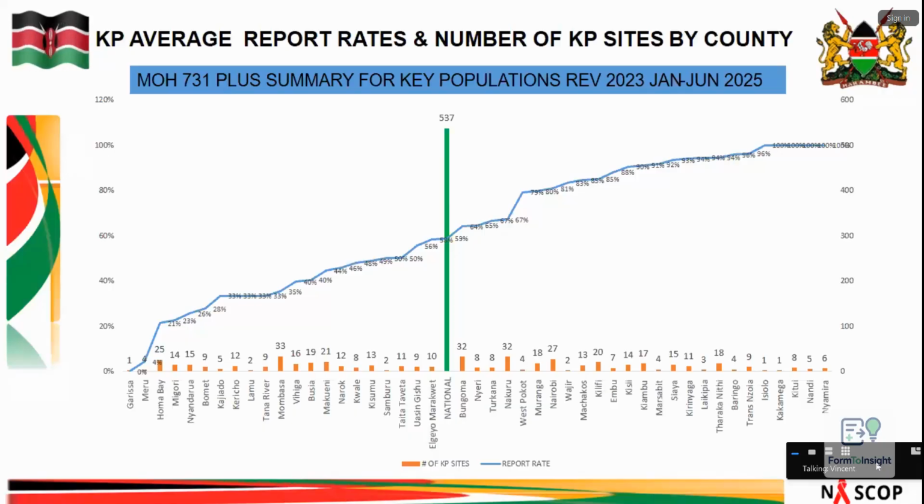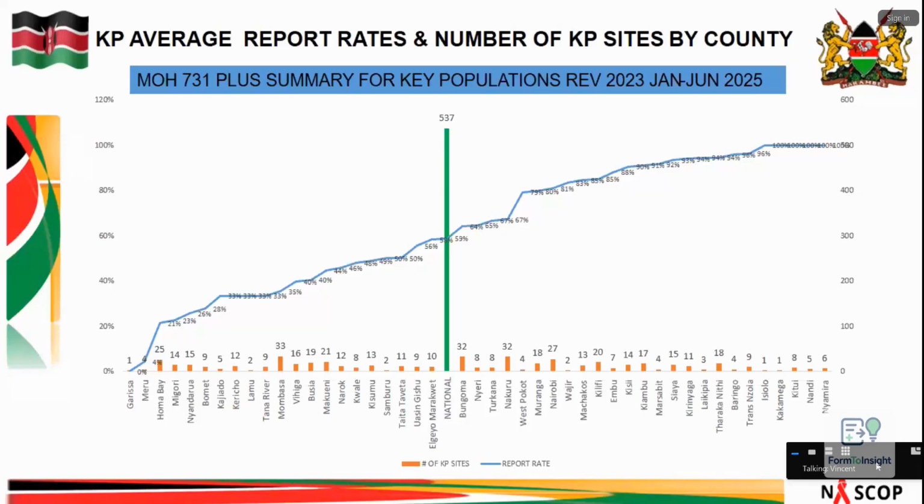And if you go by county, you find that there are only around 5 counties doing 100%, and that is Isiolo, Kakamega, Kitui, Nandi, and Nyamira. And you can see for Kakamega, it could be an issue because previously this was a USAID supported county, and as of now, we only have one facility allocated the KP dataset.